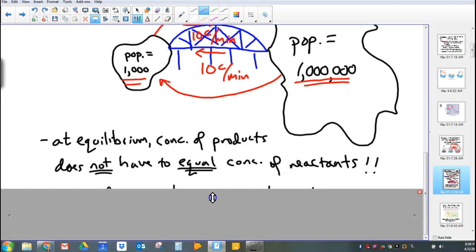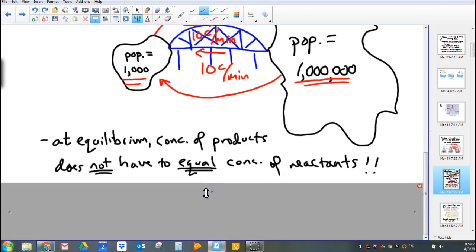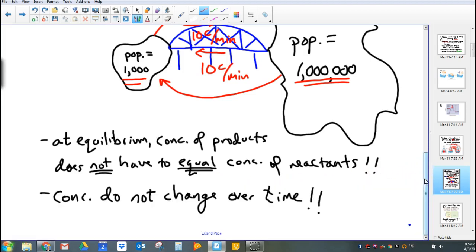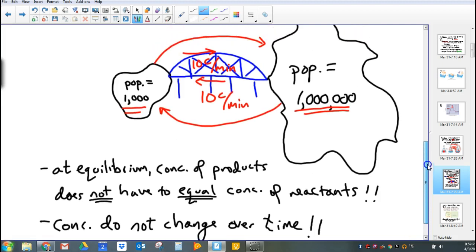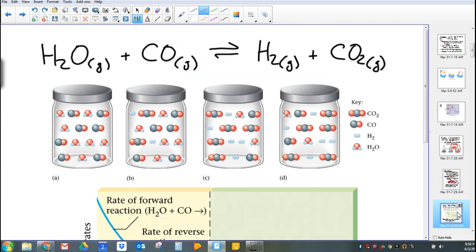So that's important to write down. First of all, at equilibrium, again, the products and reactants don't have to have equal concentrations. And second of all, those concentrations don't change over time as long as the forward rate is equal to the reverse rate. So that's a critical concept.